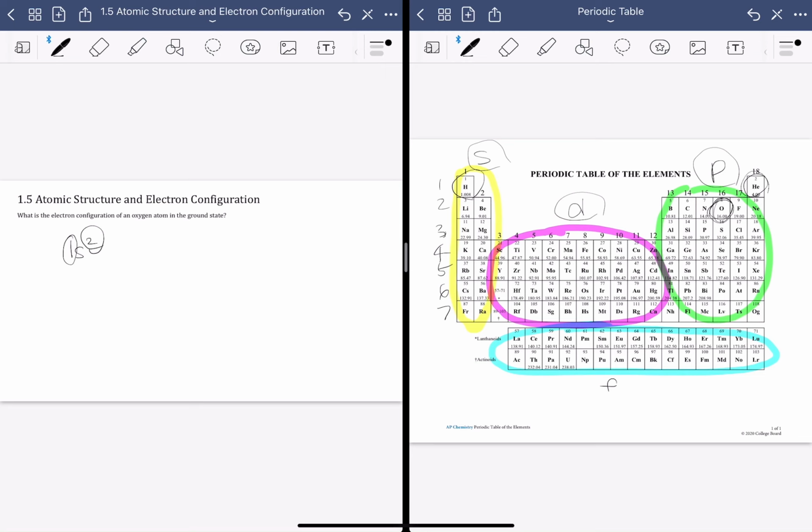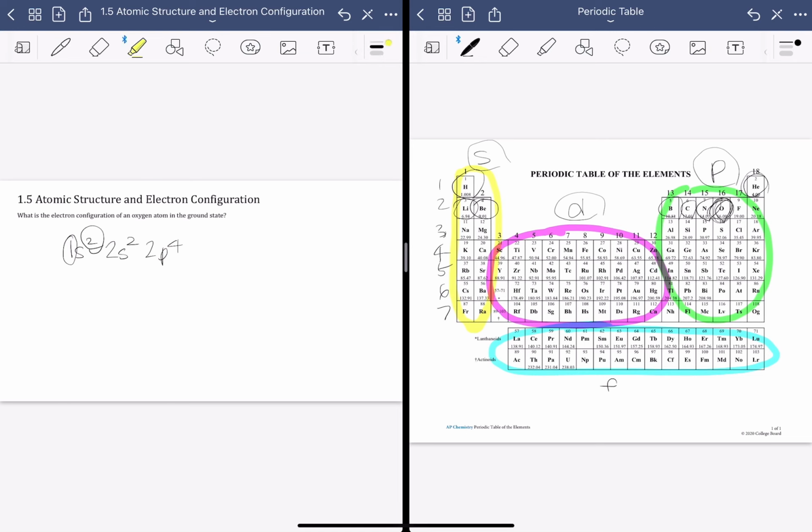By the way, helium is s orbital, it's not p. And going on, it's going to be 2s2 because it's in period 2 and there are 2 electrons in the s orbital. And oxygen is going to be 2p4 because it's in period 2 and it's in the p orbital, and oxygen is the fourth element in the p orbital of period 2.